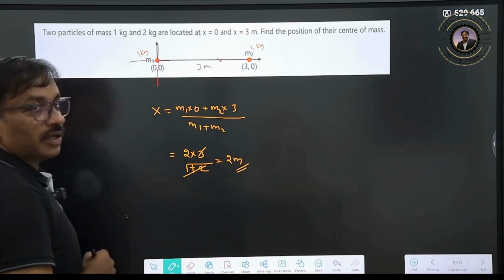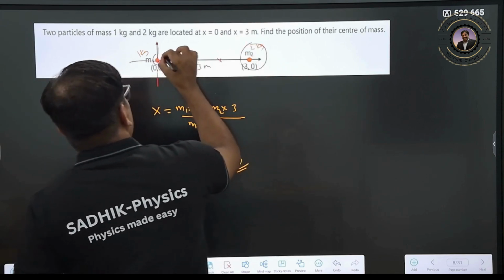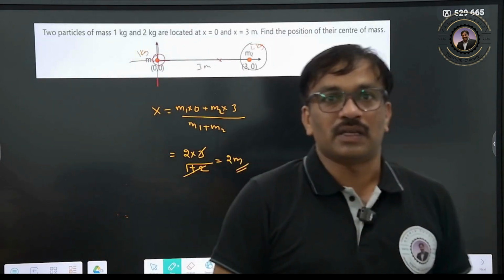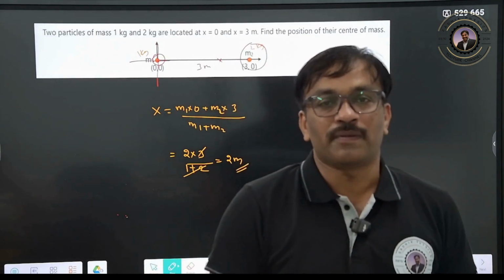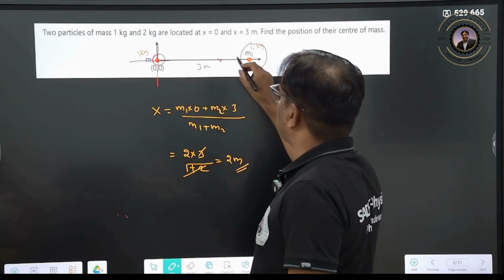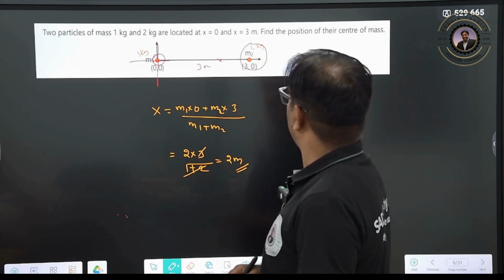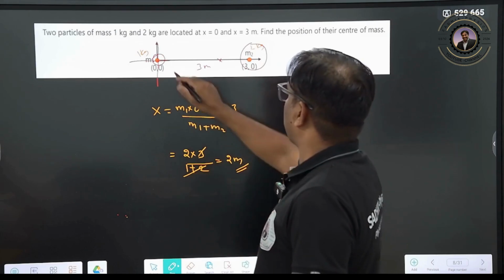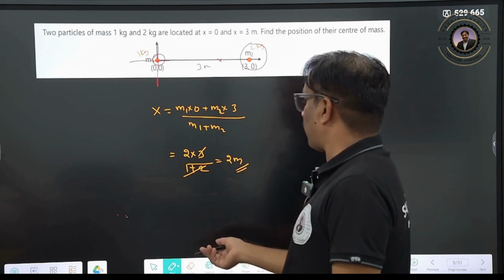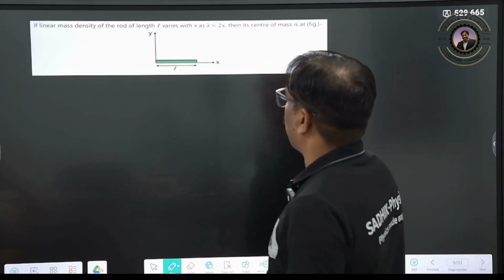So try to observe here: this is 2 kg, this is 1 kg. 1 kg is a smaller object, 2 kg is a larger object. That means the center of mass always lies near the heavier mass. So the center of mass always falls near the heavier mass side. Clear? In this way you can remember this and solve these problems. Now let us go for this one.